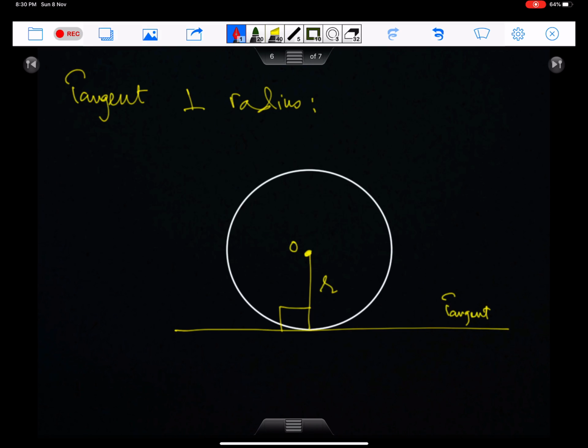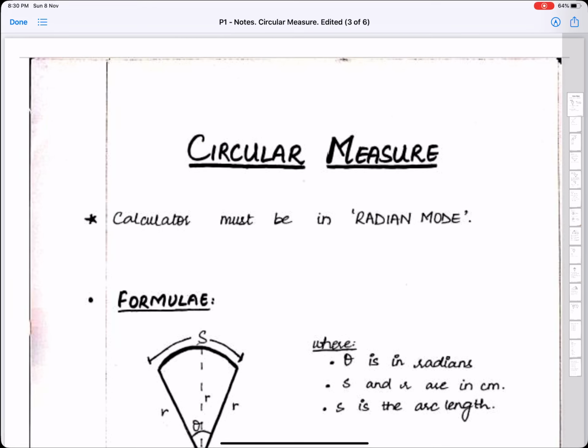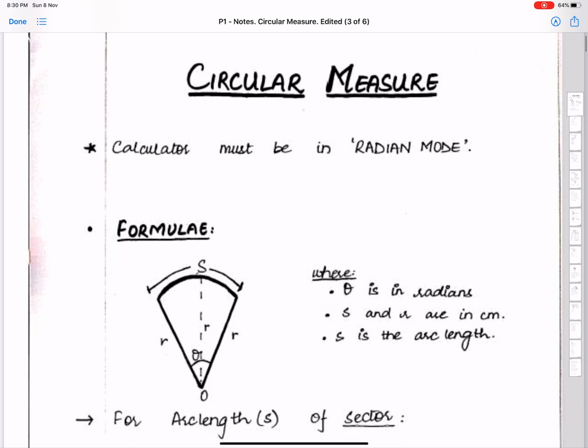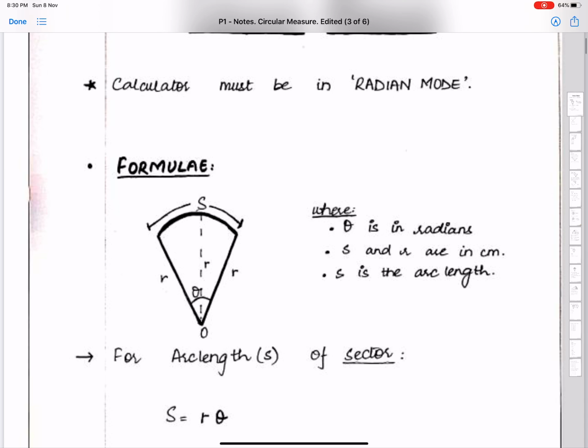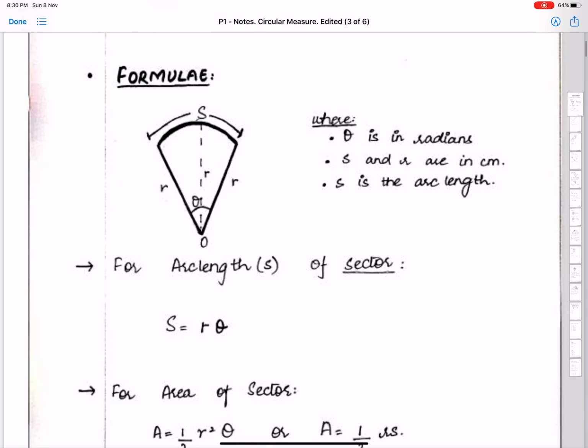Tangent is perpendicular to radius. You have done this property as well. Tangent is always perpendicular with radius. I'm repeating this point: calculator must be in radian mode.